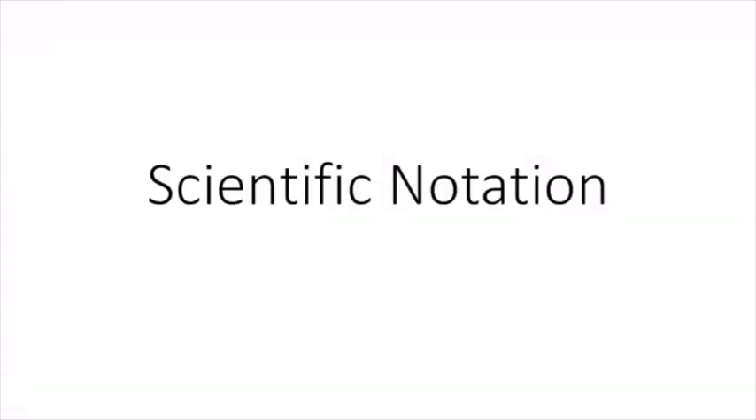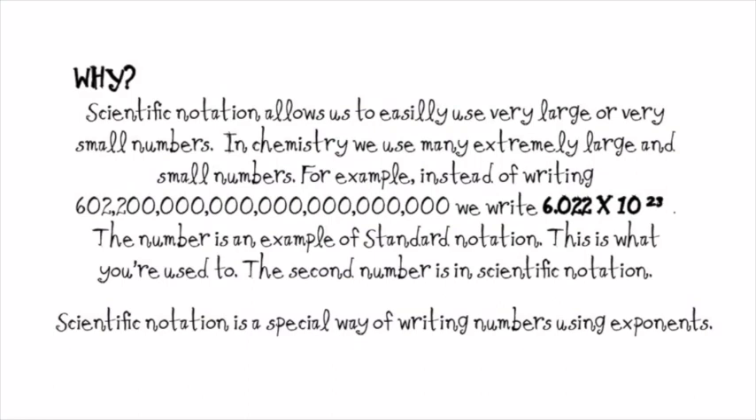This video is about scientific notation. We use scientific notation because it allows us to easily use very large or very small numbers. In chemistry, we use many extremely large numbers and small numbers. For example, instead of writing this out every time we need to use it, we could write 6.022 times 10 to the 23rd. The first number is an example of standard notation. That's what we're used to. The second number here is an example of scientific notation.